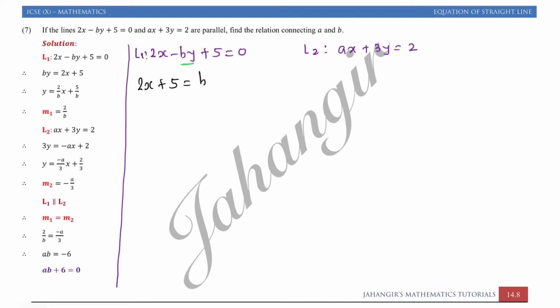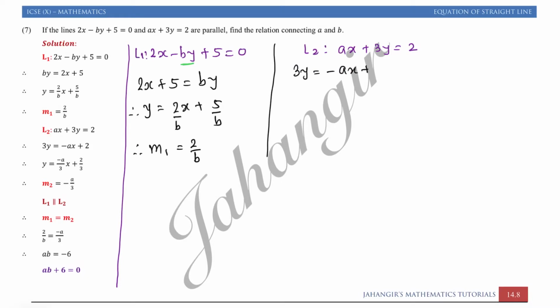2x plus 5 is equal to by. So therefore y is equal to (2x plus 5) upon b. So therefore we will get m1 is equal to 2 by b. Same way we will do with L2. 3y is equal to minus ax plus 2. y is equal to minus a upon 3 x plus 2 upon 3. So therefore m2 is equal to minus a by 3.